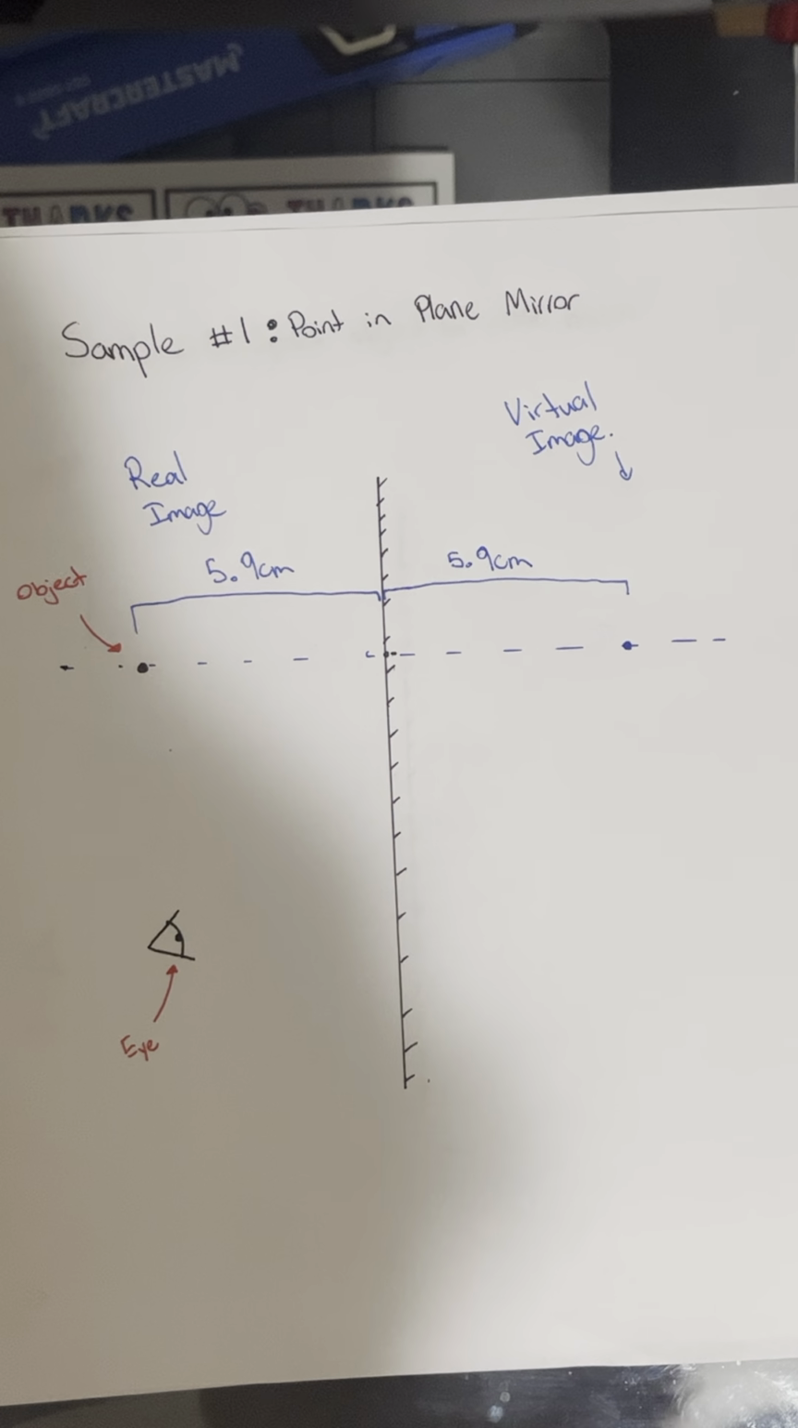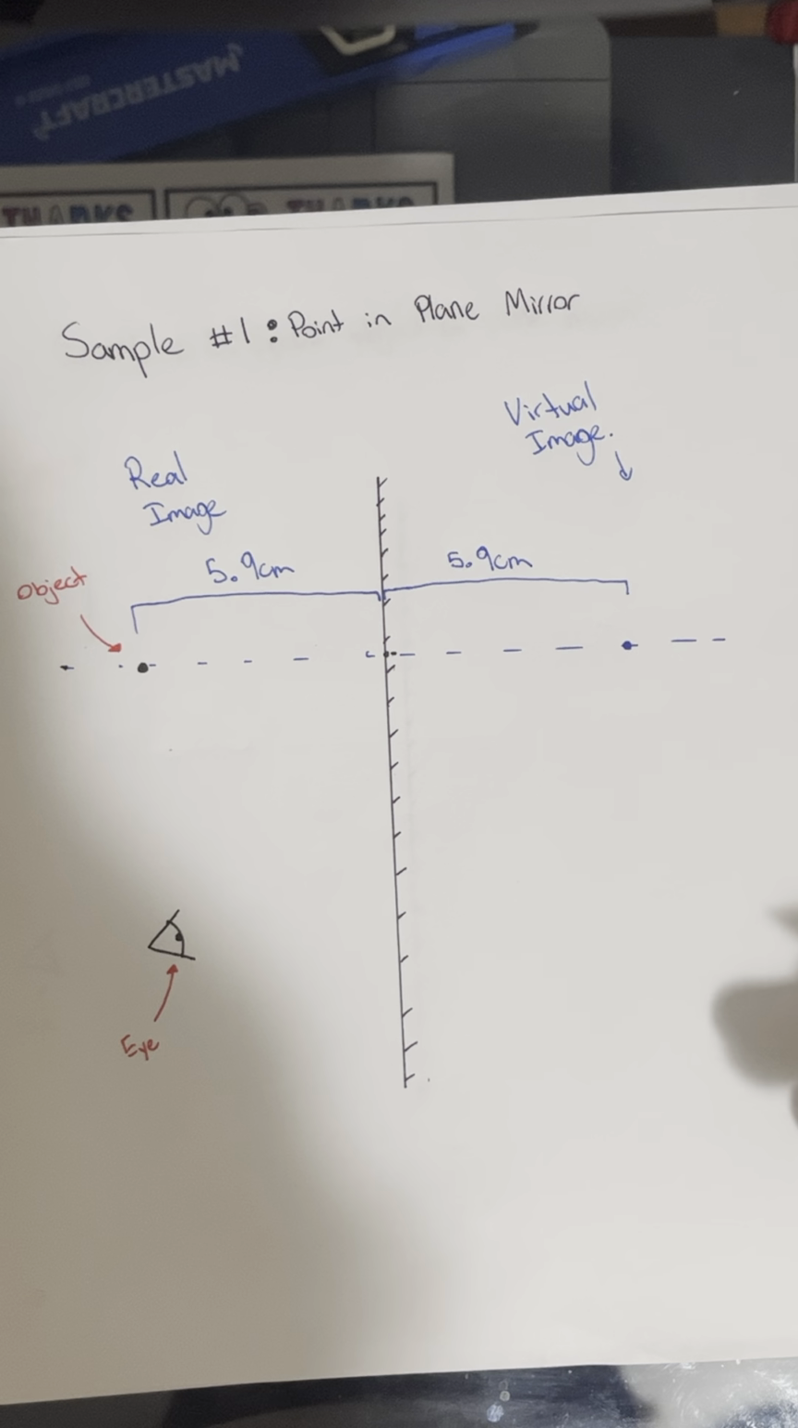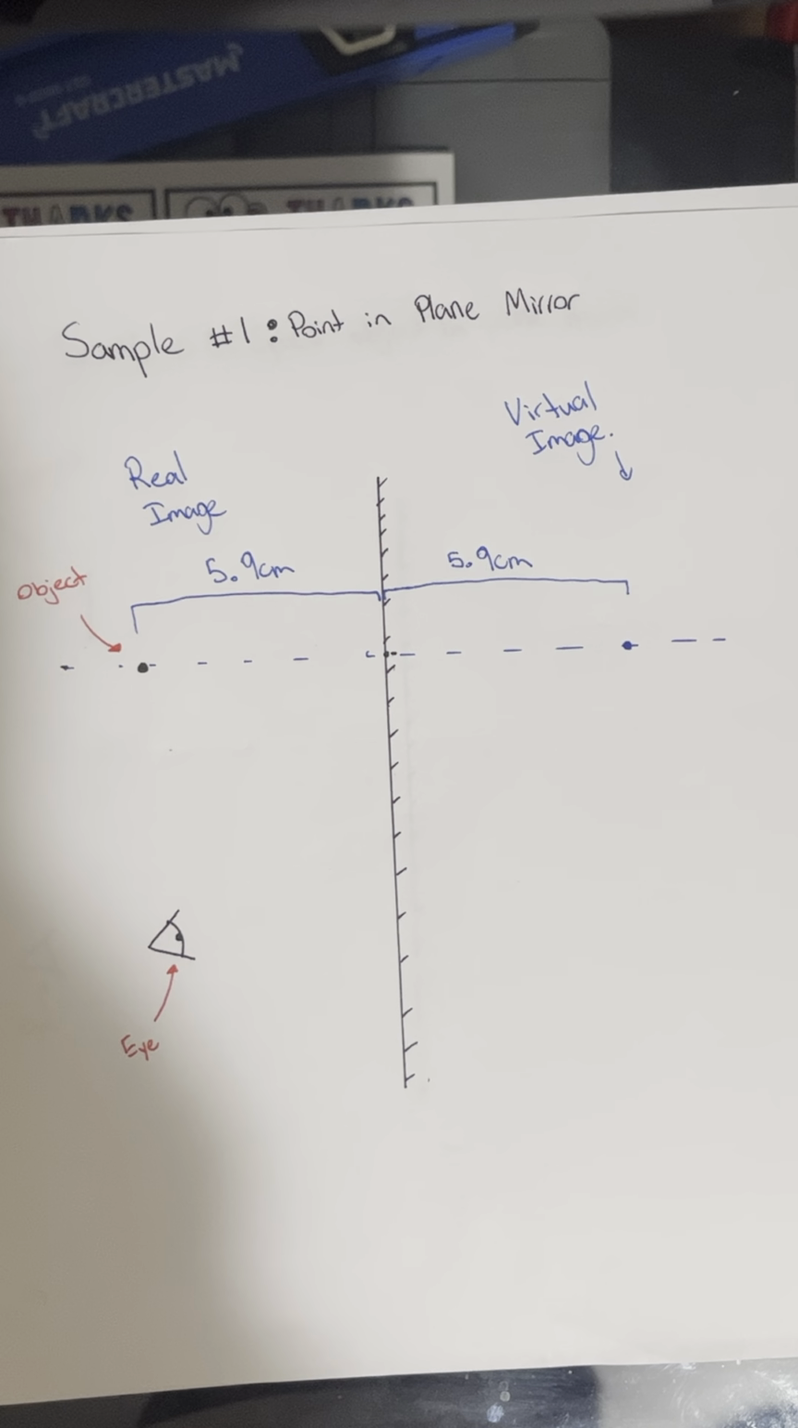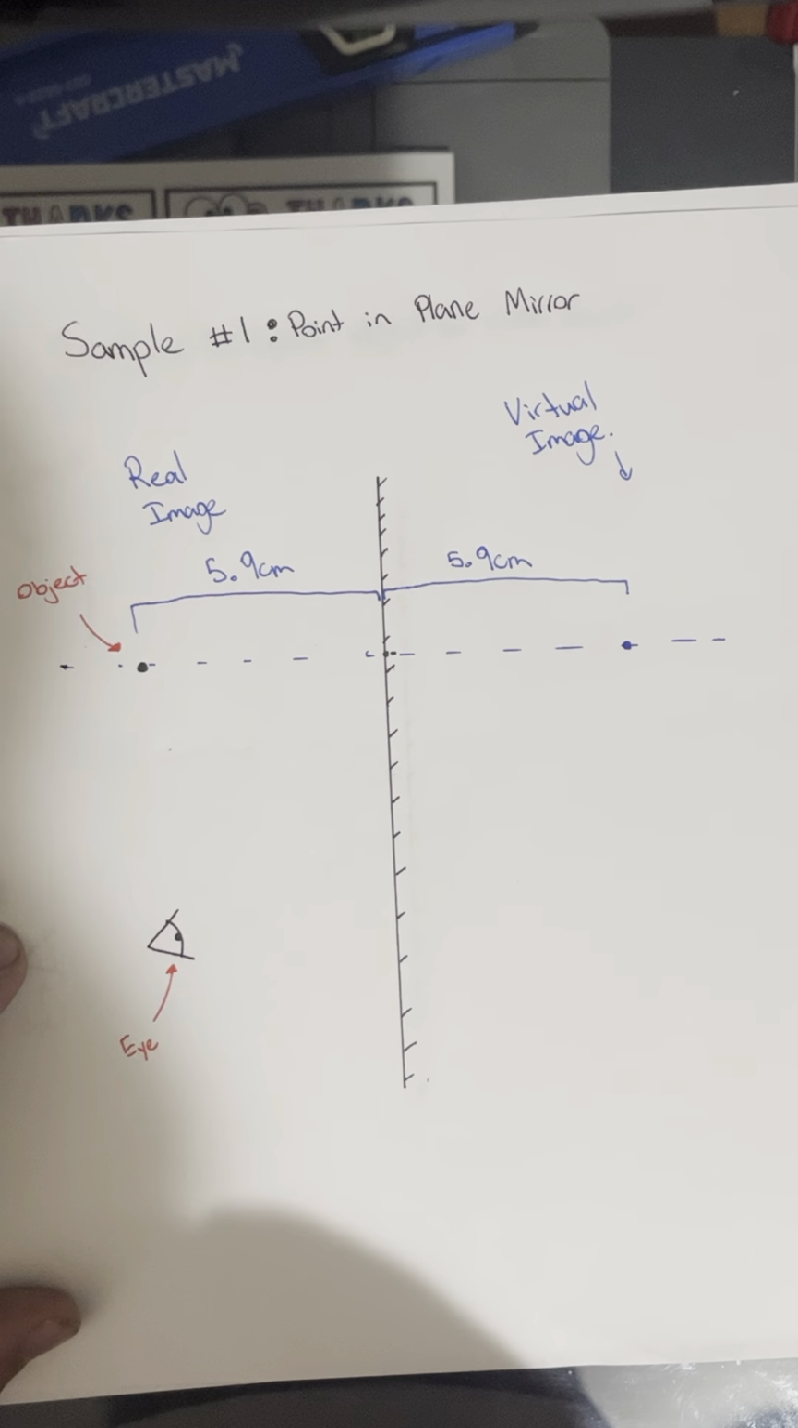So now you might be asking, how are we going to get to the point where we get our angle of incidence and angle of reflection? When we as individuals are looking at a mirror, very rarely are we going to be looking from right behind the object.